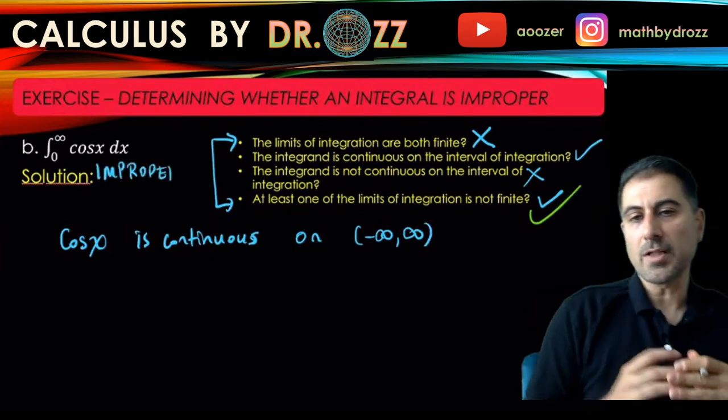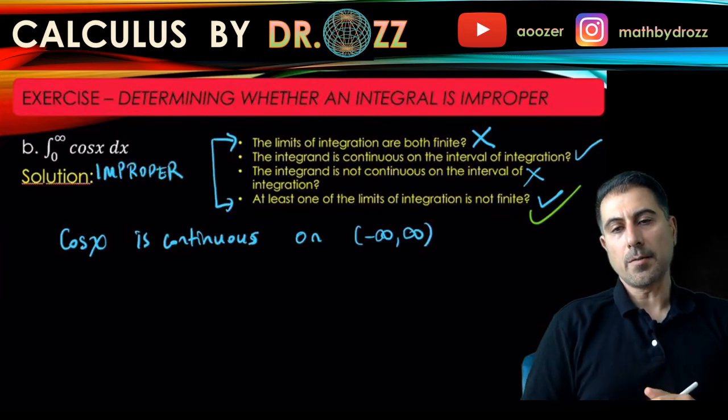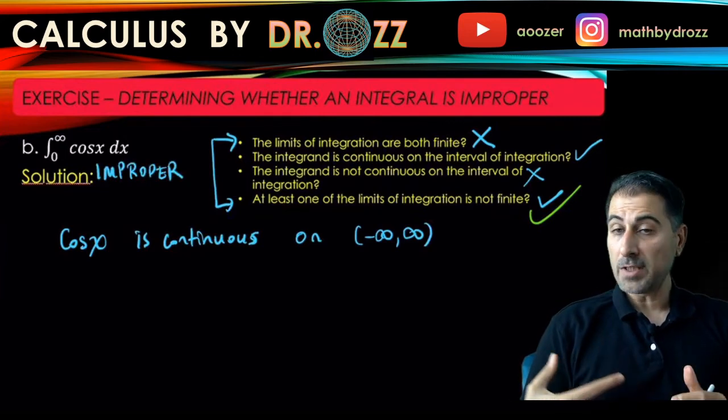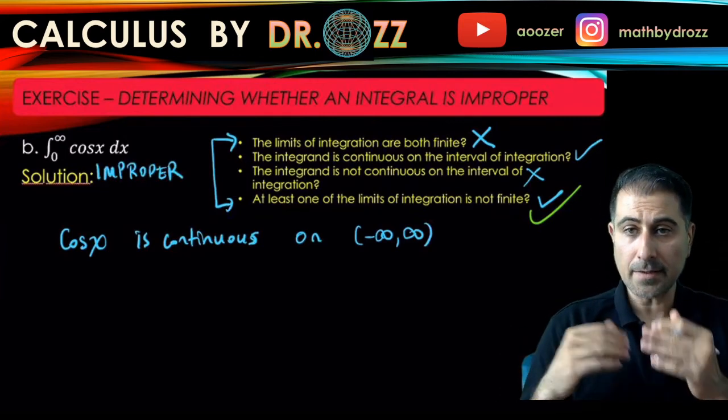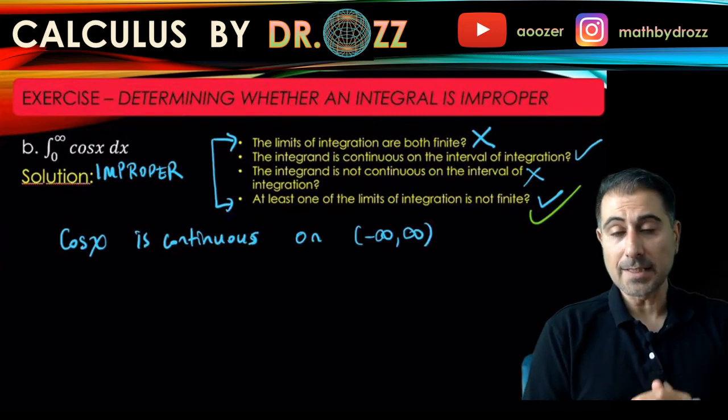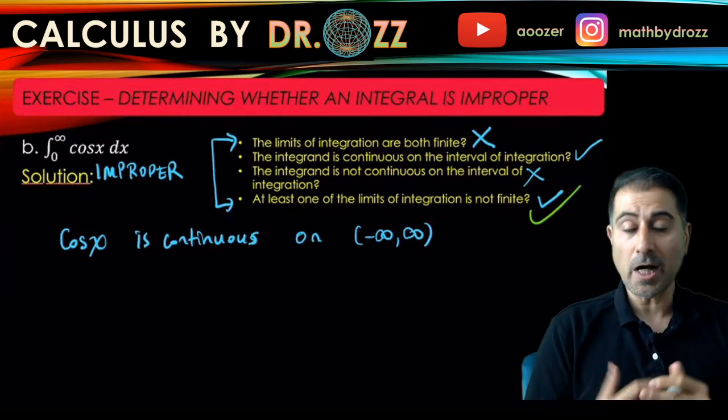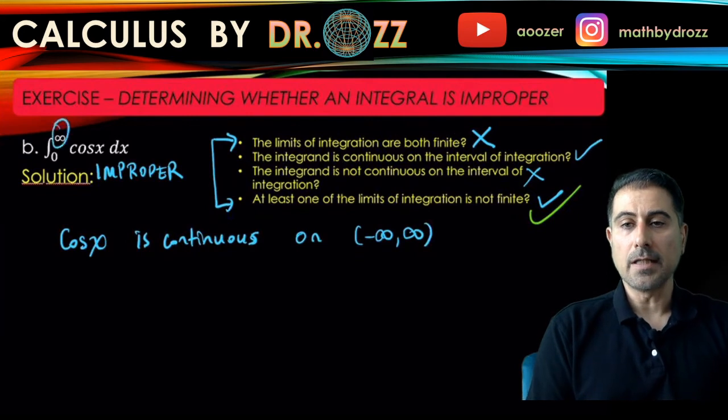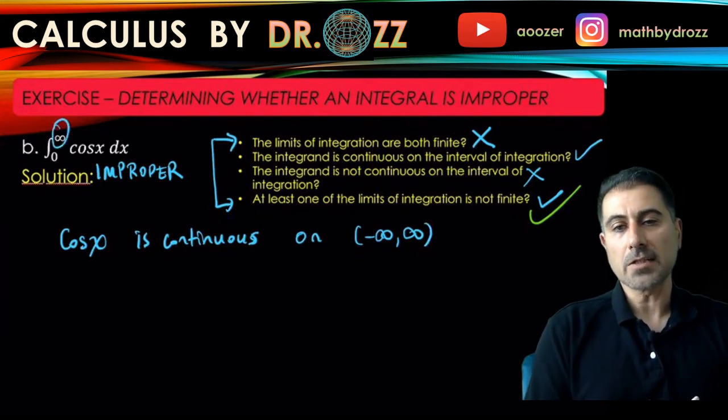So we have to pinpoint if an integral is improper because we want to know how we will treat that limit. For example, in this case, we want to know how we are going to treat the infinity in terms of using the fundamental theorem of calculus.